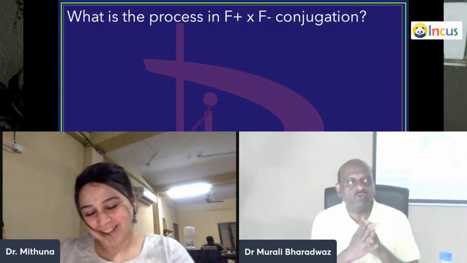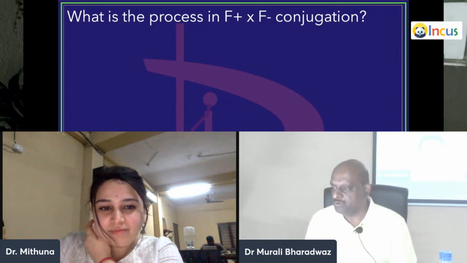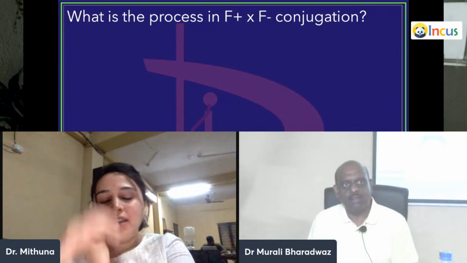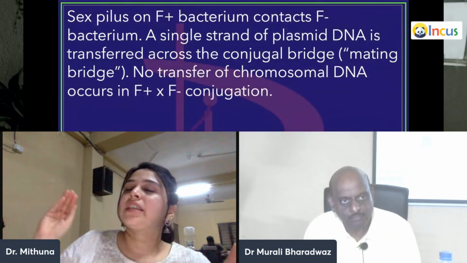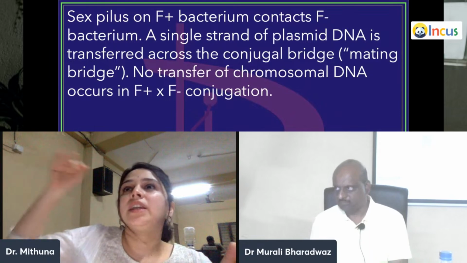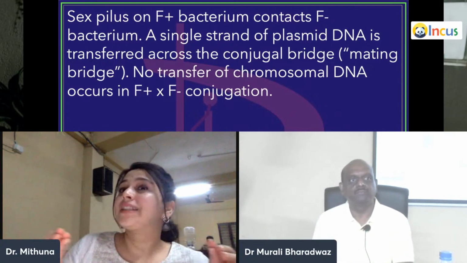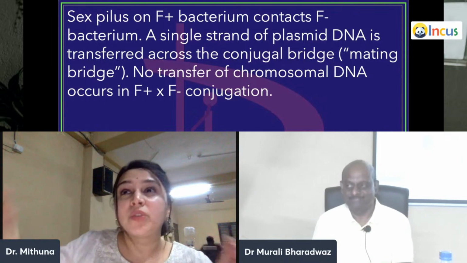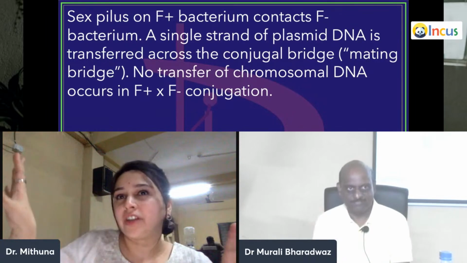So ultimately, what is the process of F plus cross F minus conjugation? The sex pilus on the F plus contacts the F minus. A single strand of the plasmid DNA is transferred across the conjugal bridge. But there is no transfer of chromosomal DNA. If chromosomal transfer is happening, then it becomes an HFR cell. That's different.